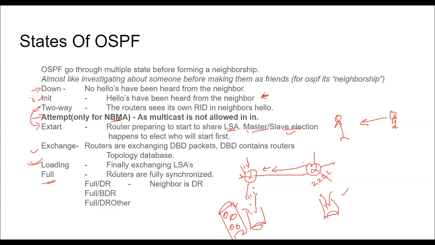Full means fully synchronized. It can be full/DR, full/BDR, and full/DR other. So when you check show ip ospf neighbor, if it shows full/DR, it means I have formed a full neighborship with my neighbor who is the DR. For example, he is DR and he is BDR. If you check here, it will show full/BDR. It will say I formed a neighborship with a BDR router.